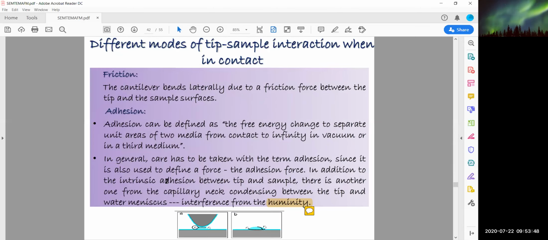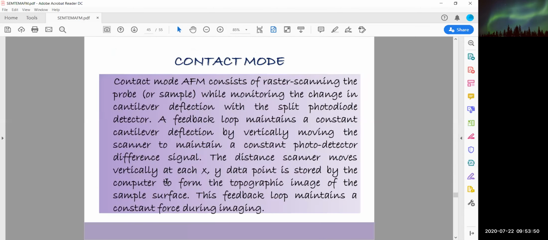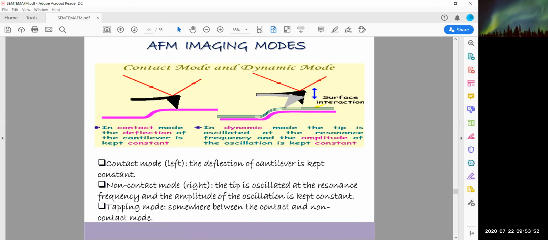Okay, then you guys can go through the further detail of AFM. This is how it is happening. This is the tip, a narrow cantilever, and it touches the surface. There could be 3 different modes. In the contact mode, left, the deflection of the cantilever is kept constant.